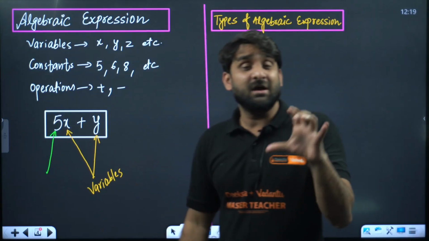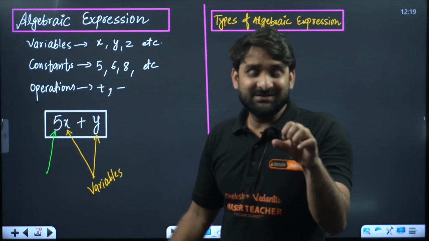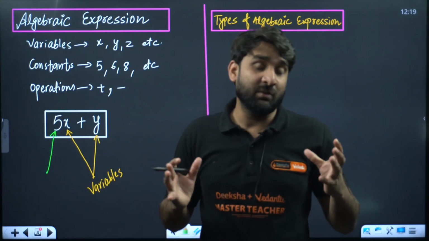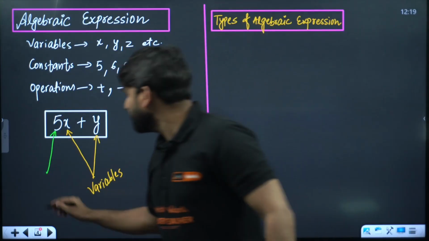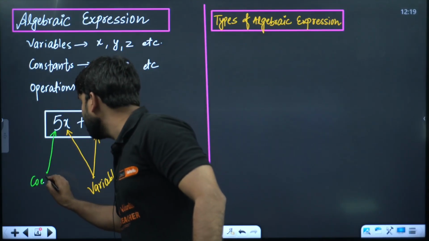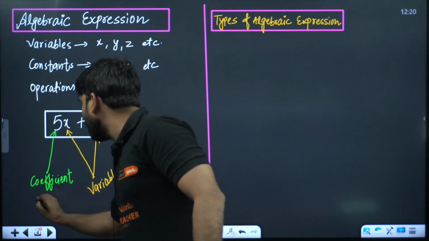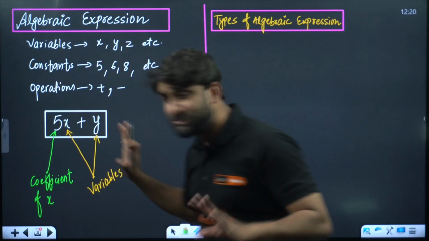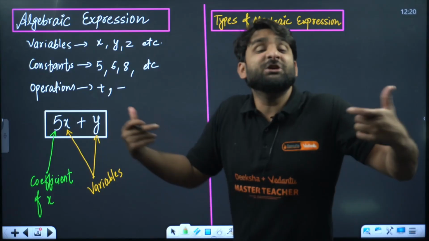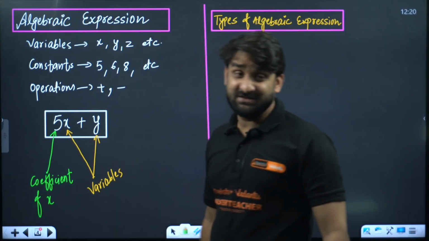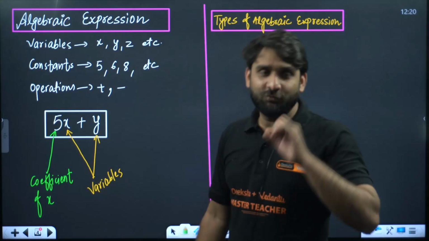So whenever a constant value is attached with a variable, it gets a special name, which is called coefficient. So basically this is the coefficient. This is the coefficient of what? x. Yes, this is a constant, but it has a special name. This is the coefficient, right? And here the coefficient of y is, if there is nothing, it means that 1 is there.